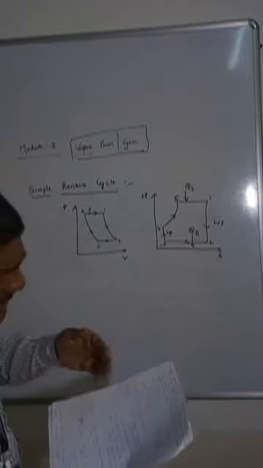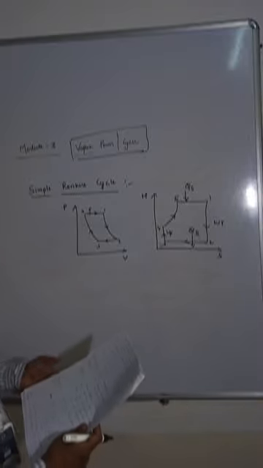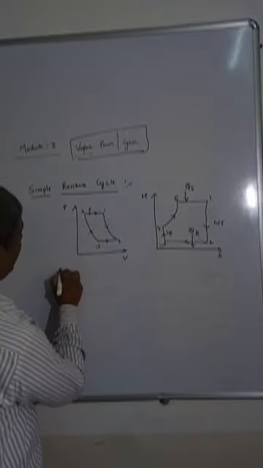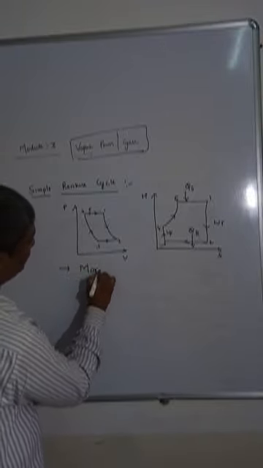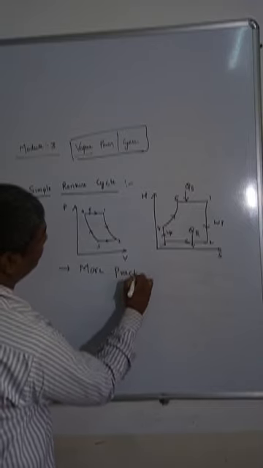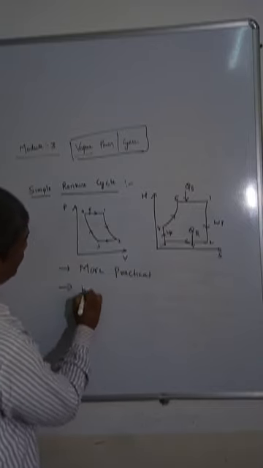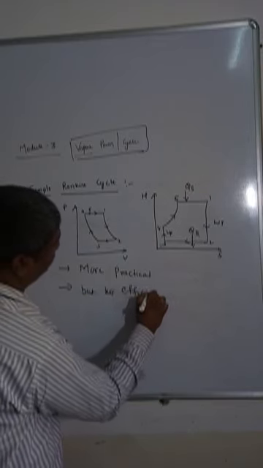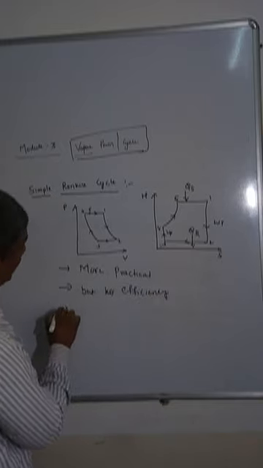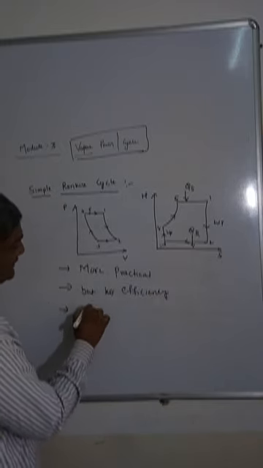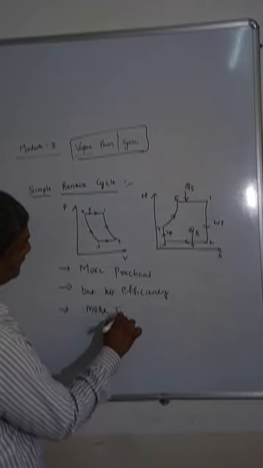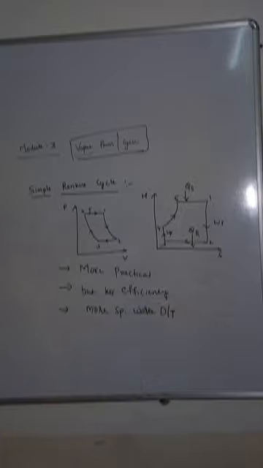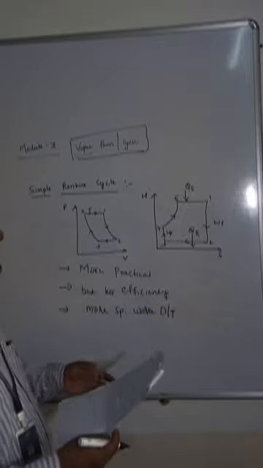So I have written some points. This cycle is comparatively more practical but has less efficiency. And on the positive side it has more specific work output. So these are the things about the simple Rankine cycle.